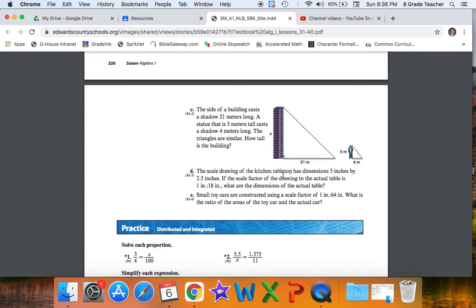Letter E. Small toy cars are constructed using a scale factor of 1 inch to 64 inches. What is the ratio of the areas of the toy car and the actual car? For the dimensions of the actual car, it's 1 to 64. Then you have to take and square those to get to the area. So 1 times 1, 1 squared is 1. What is 64 times 64? Figure that out. You'd have 1 square inch to 4,096 square inches because the area is always squared when it comes to our scale factor.